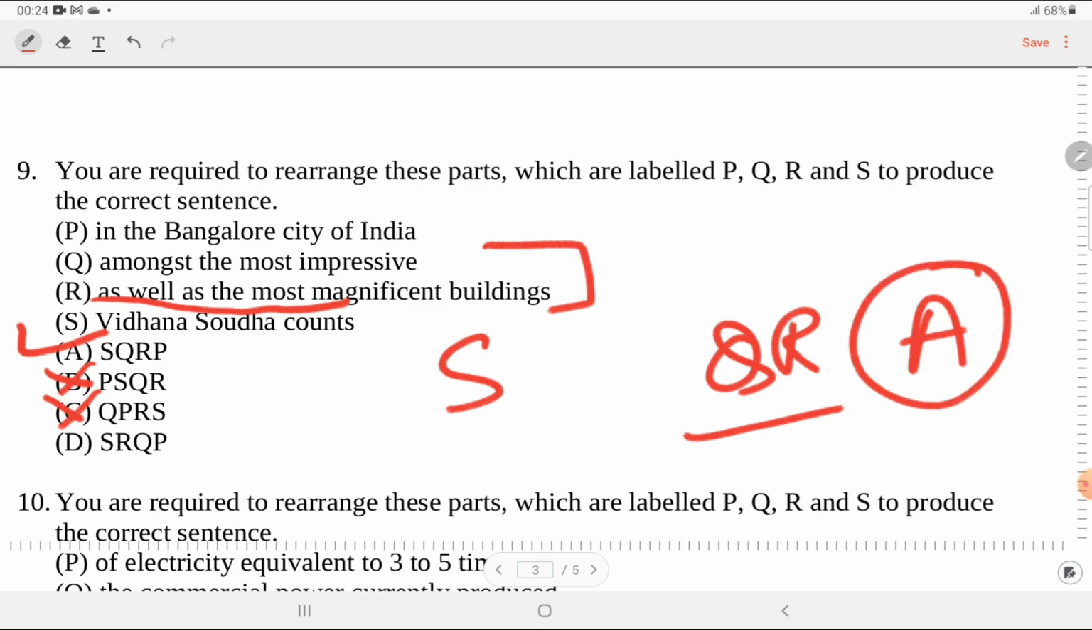I hope it is clear how to locate the answer. आपको connecting chain करना है. Why S, Q and R are connecting chain? Because amongst the most impressive as well as the most magnificent, as well as जो लगा, that means उससे पहले भी एक comparison किया गया, and that comparison is this one. Now 10th.